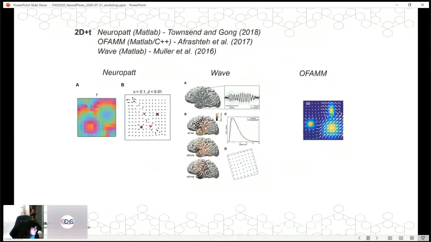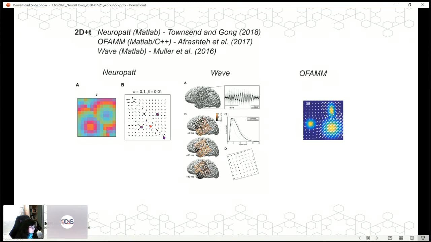I always like to acknowledge other tools that use the same approach in two dimensions, so images, which are two-dimensional, and they are capturing activity that evolves over time as well. Similar frameworks have been used, and there are some nice toolboxes available, in particular NeuroPath in MATLAB, OFAM as well, and WAVE by Mueller. All of these use this fluid dynamics approach in which activity is mapped onto a velocity vector field, so we know direction and magnitude of propagation.